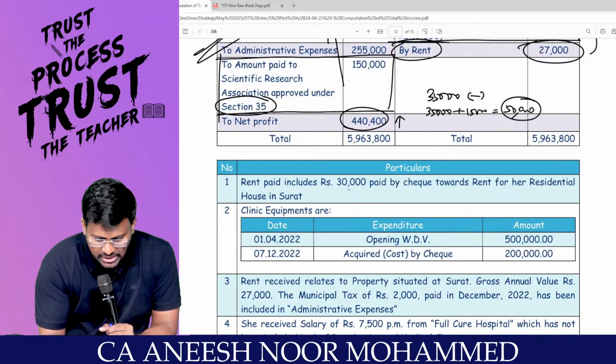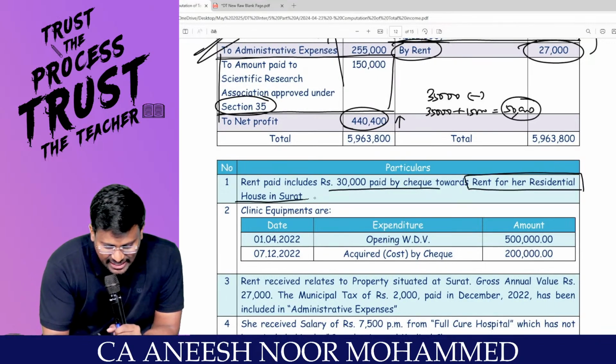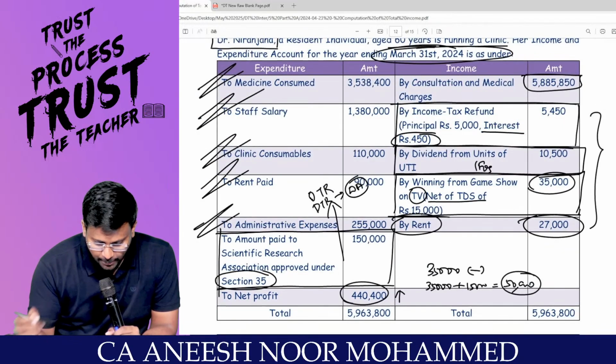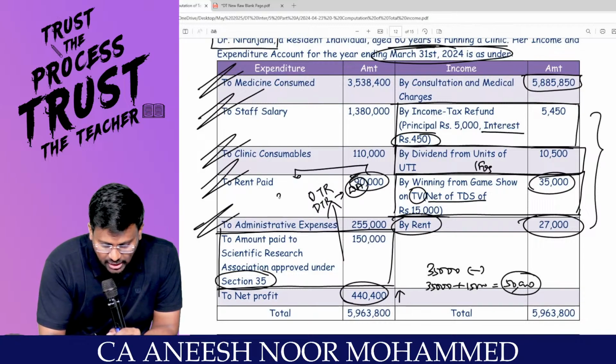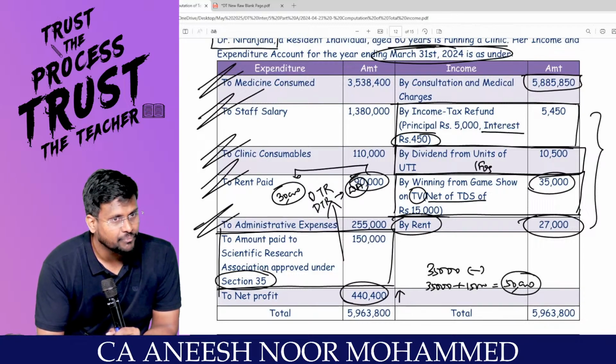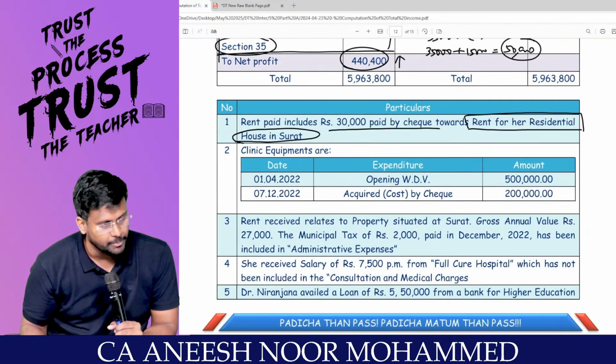Rent includes 30,000 paid by cheque towards rent of her residence house in Surat. That means out of this rent of 90,000, 30,000 is personal rent. Personal expenditure debited to the P&L account should be added back. Add back all personal items.